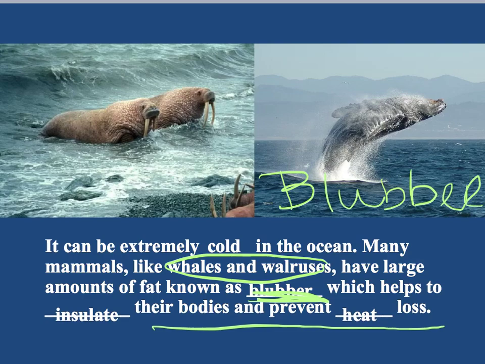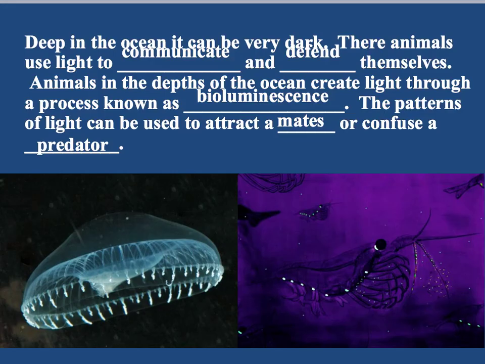And so they also have adaptations to communicate and defend themselves in the depths of the ocean through bioluminescence. I believe I showed bioluminescent waters, which means that it just glows underwater through life. So it attracts mates or helps to confuse a predator. If you've seen Finding Nemo, you know what I'm talking about.